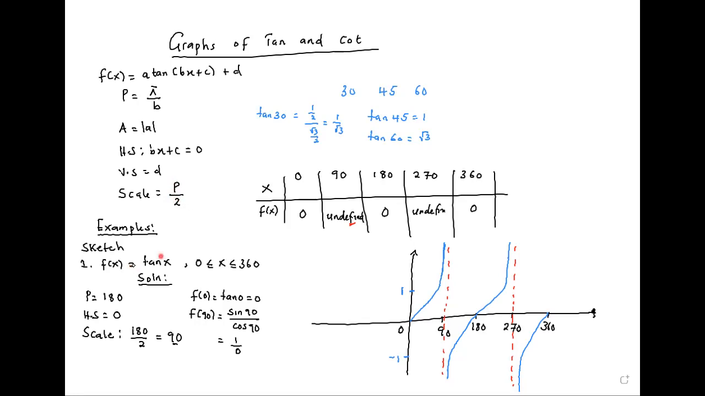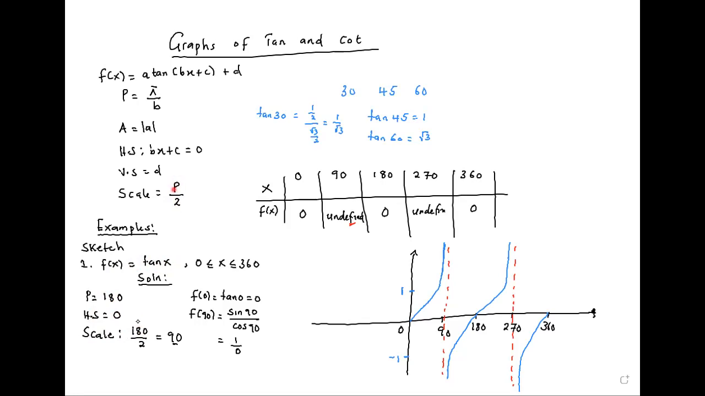f of x is equal to tan x, where our a is 1, our b is 1, our c is 0, and our d is 0. So period is going to be 180 over 1, which is just 180. Horizontal shift is 0, vertical shift is 0, amplitude 1. The scale is of interest because we just want to sketch.